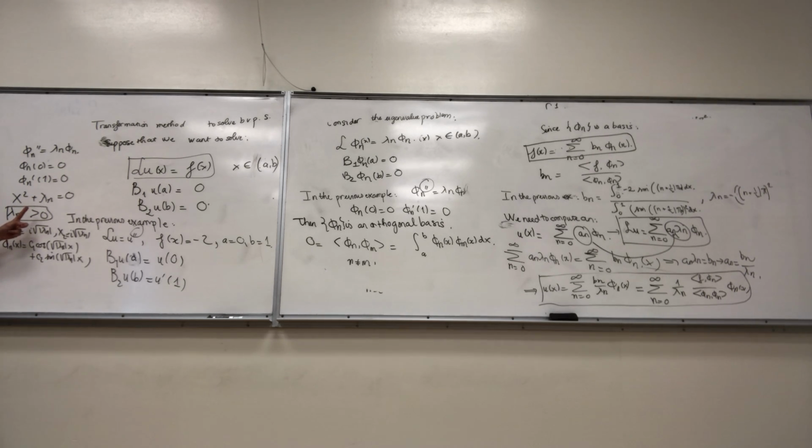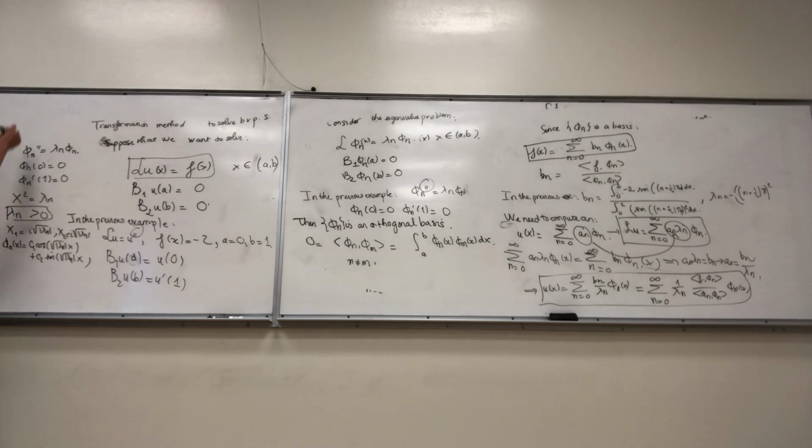Because if it is negative, you don't have an imaginary solution, you have a real solution, right? In the notes we have here, it says lambda less than 0, therefore x squared is equal to lambda n. So the characteristic equation for this is x squared is lambda n.